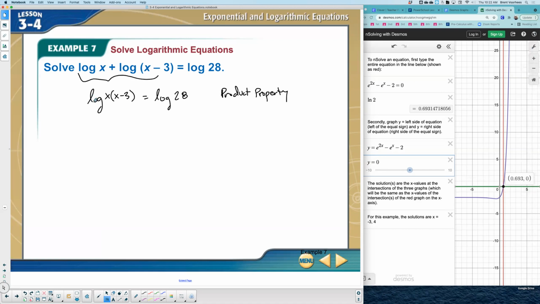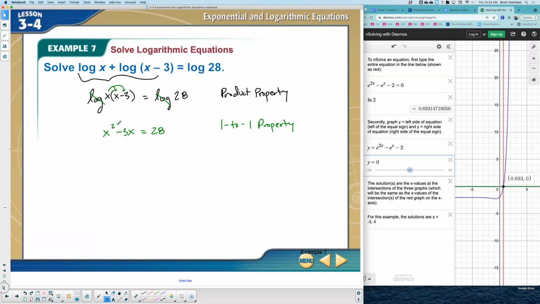Since I have a common log on both sides, log with a base of 10 that's hidden, you could simplify there. This is the 1-to-1 property. And when I simplify, I'm going to go ahead and distribute this through. So we'll have x squared minus 3x equals 28. That right there was the 1-to-1 property of canceling the common logs.